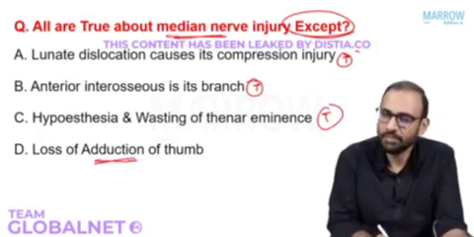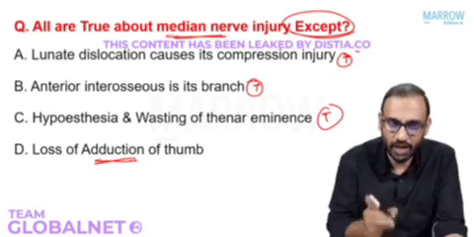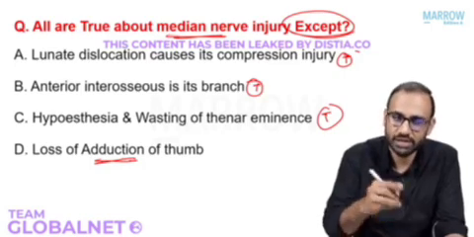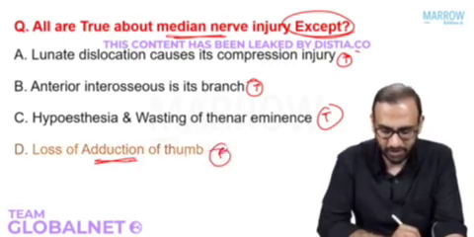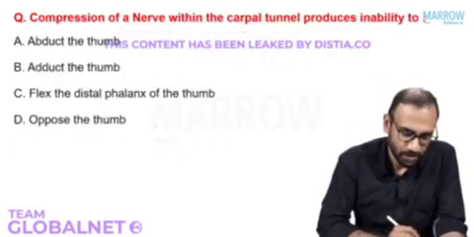Loss of adduction of thumb. No, adduction of thumb is brought about by adductor pollicis, which is supplied by ulnar nerve. So this is a false statement. That is the answer. Right?